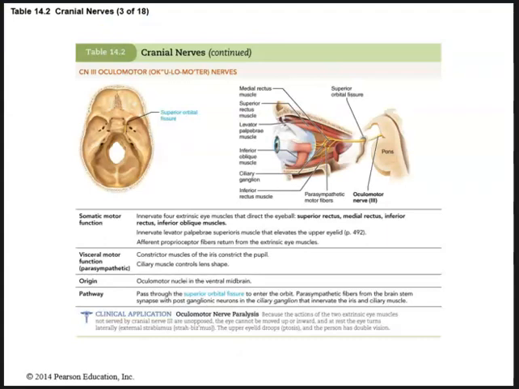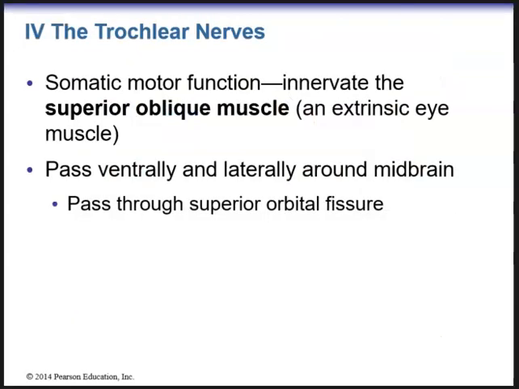And here we see the table for the oculomotor nerve. We can see its innervations. It will go through the superior orbital fissure and then go to the back of the eyeball. Also will have innervations to the different extraocular muscles to help with movement of the eye. Okay, and make sure you do read this table on the oculomotor nerve, including clinical applications.